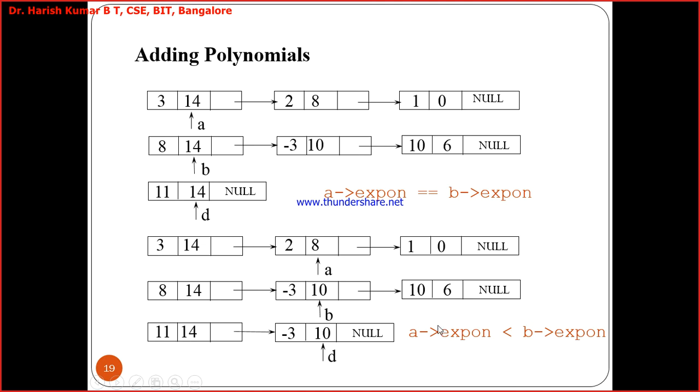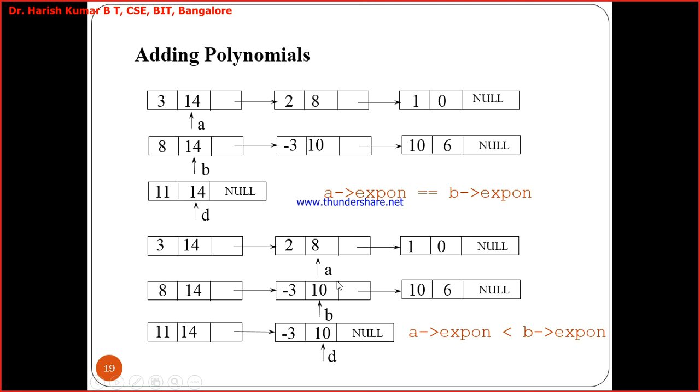Again we compare the exponents. The exponent of a here is 8 and the exponent of b here is 10. So now the exponent of a is lesser than the exponent of b. If the exponents are not the same, always choose the node which has the bigger exponent. Since the exponent of b is bigger, the next term in my resultant polynomial is the term with the highest exponent, so that is -3 and 10. I'm writing it now.